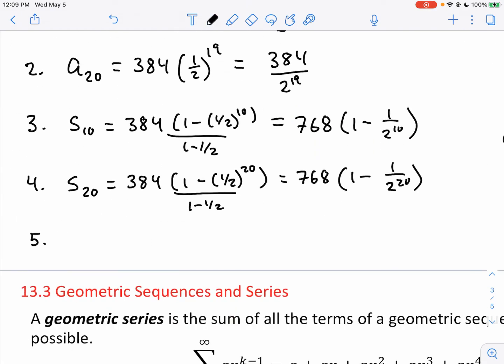And number 5, the sum of the first... Let me write our sum this way using sum notation. But this, we're going to be finding the sum of the first 50 terms.